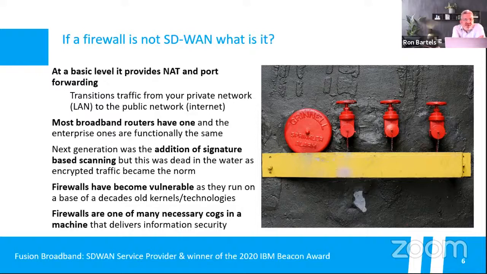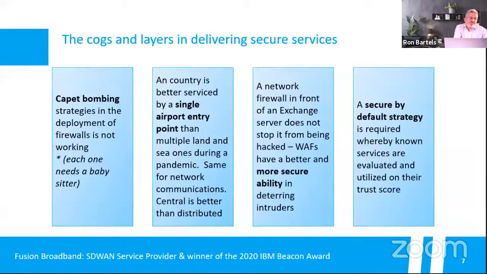Firewalls are also not the only thing that protects you as far as security is concerned. It is a very necessary cog, but it is not the only cog that a person has. So what are these many cogs that you have in a network? Well, firstly, when you deploy firewalls in a carpet bombing strategy where you deploy them at every location, each one of those needs to have a babysitter, and it doesn't always work out as the best possible strategy.